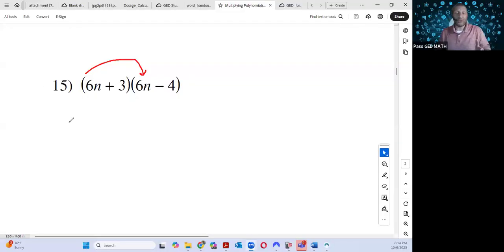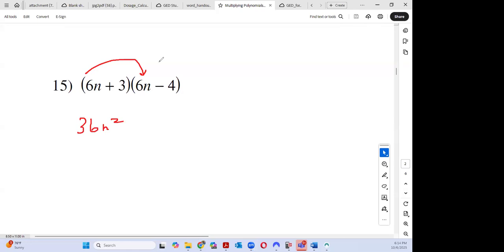So what you should be doing is, first of all, you've got to know when you're multiplying sign numbers, if they're the same sign, your result is positive. If they're different signs, your answer is going to be negative. So if you say that while you're doing it, I've got two positives. 6n times 6n is 36n squared.